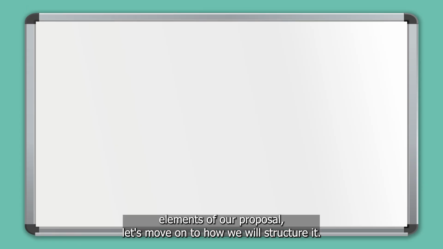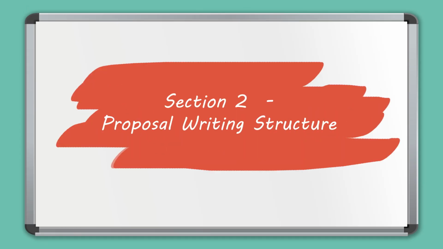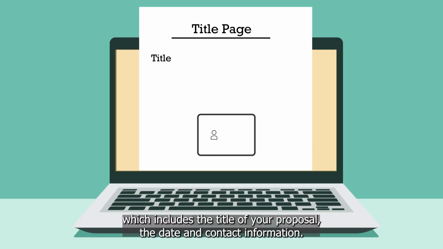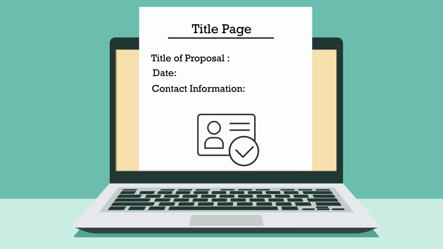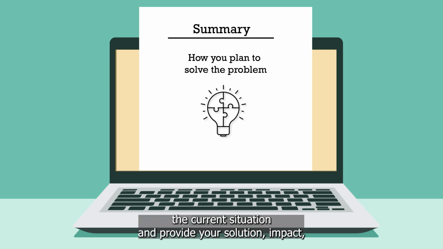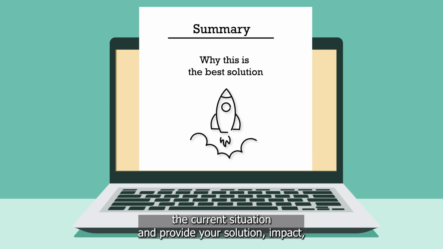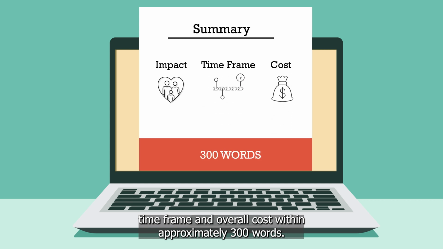Now that we have the main elements of our proposal, let's move on to how we will structure it. The proposal structure typically starts with a title page, which includes the title of your proposal, the date, and contact information. Then, you will have a summary section where you describe the current situation and provide your solution, impact, timeframe, and overall cost within approximately 300 words.